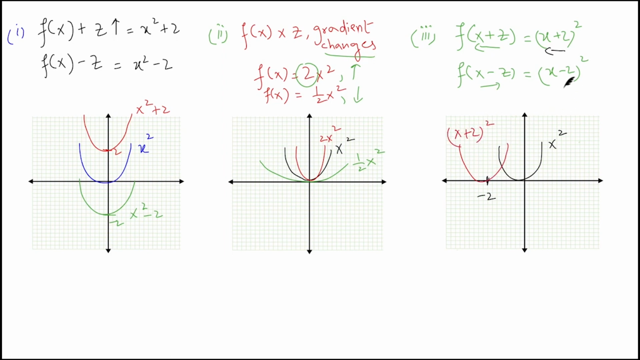And what happens when you subtract a constant from the value of x? The graph moves 2 units to the right. This is how the graph will look. I'll draw it with a green color. This is the graph of x minus 2 whole square. So please remember these couple of rules. These rules will help you with all the graphs. Now let's move on to some past paper questions.